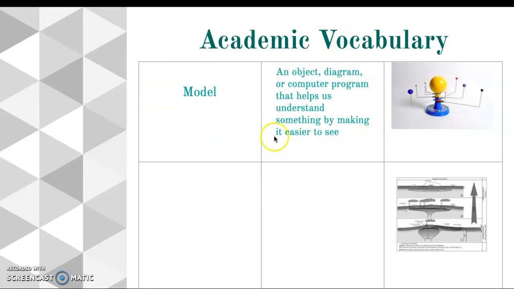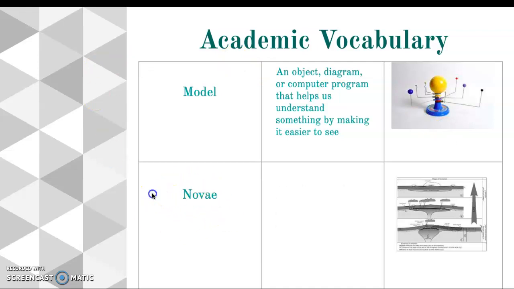This definition should be in your top right square, along with some sort of picture to help you remember. My picture was just a small solar system model, because that's easy for me to remember. And then the bottom left-hand corner of this page should say some examples of models, and the bottom right-hand corner should have some non-examples.